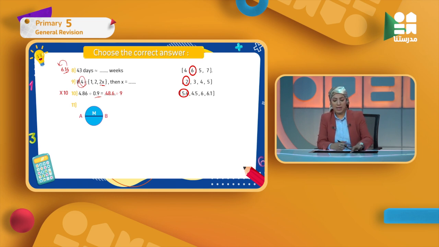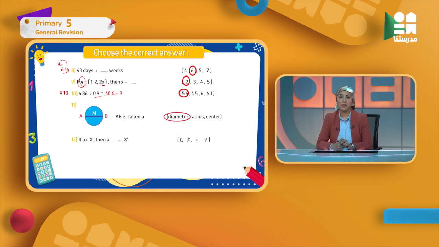Now, question 11. I have here the circle M with a chord passing through the center of my circle, which is called AB. Here I want to know, is AB called a diameter, a radius, or a center? Again, I have the line segment AB passing through the center of my circle and it joins 2 points on the circumference of my circle. So this is a chord and it is the longest one as it is passing through the center of my circle. So this is called a diameter.